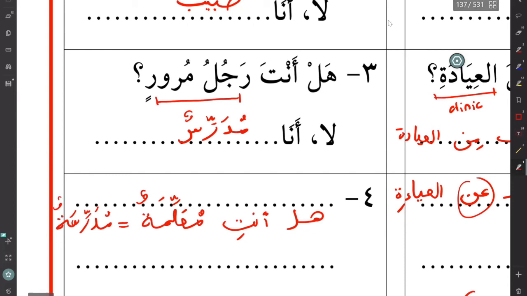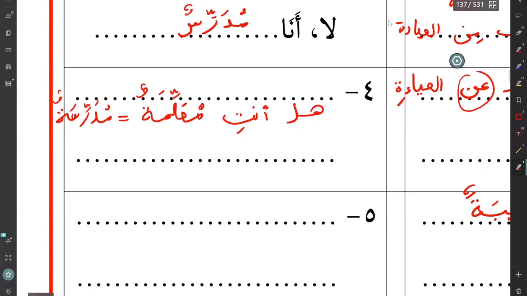معلمة and مدرسة is the same thing. So you can say لا، أنا طالبة. Okay, أنا طالبة. No, I am a student. All right.